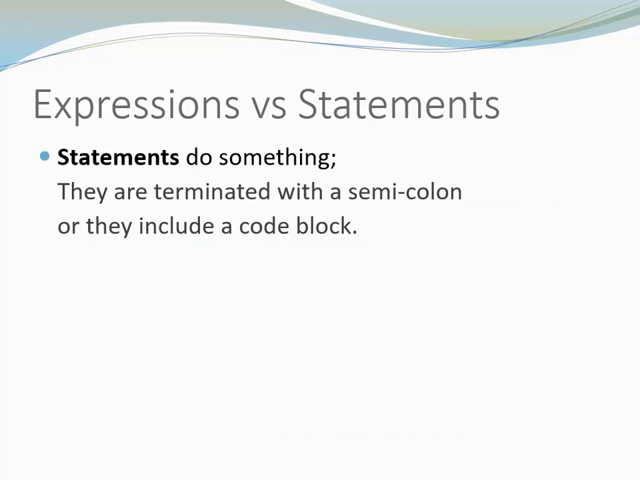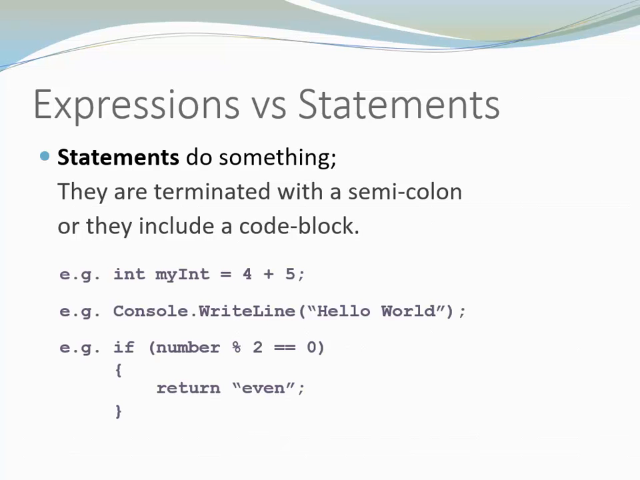Statements do something. They're terminated by a semicolon, or they include a code block. Let's look at some examples again. All of the three examples do something. The first one assigns a value to a variable. The second one writes hello world. And the third one returns the string even if the number modulus 2 equals 0.